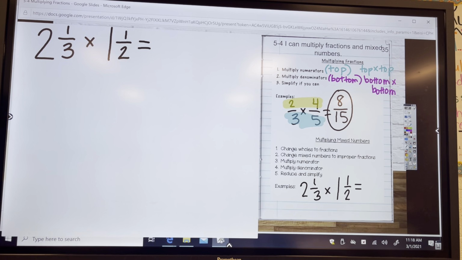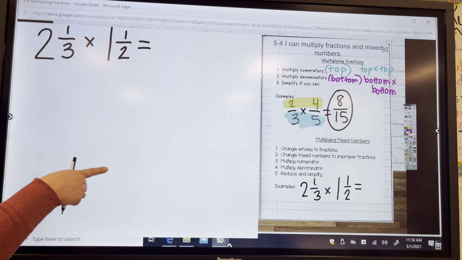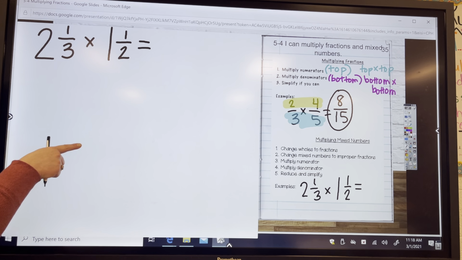What does step 1 tell us to do? Multiplying mixed numbers. Change the whole numbers to fractions. Do I have any whole numbers? No, I don't have any just whole numbers. So what does step 2 say? Change mixed numbers into improper fractions. Do I have any mixed numbers? Yes. A mixed number is when you have a whole number with a fraction. I do have whole numbers with a fraction. So I've got to change those to improper fractions.